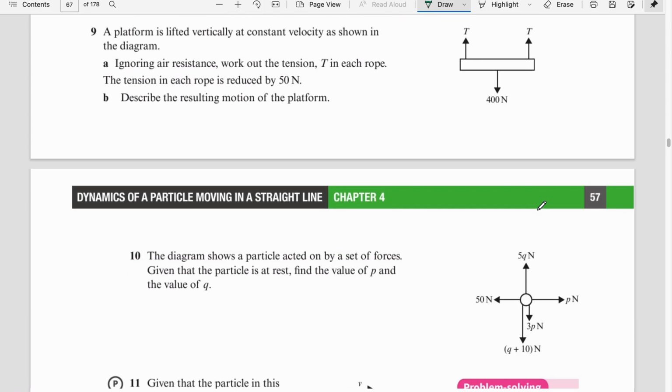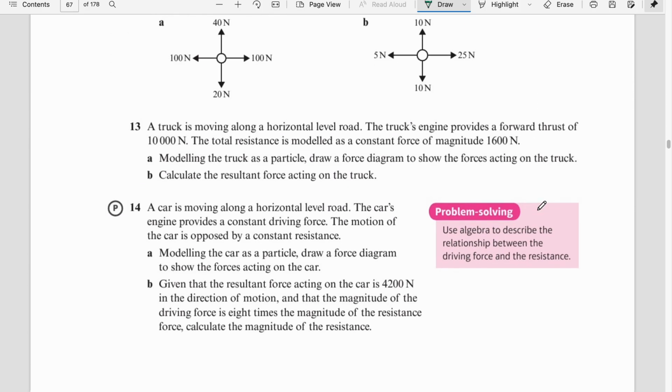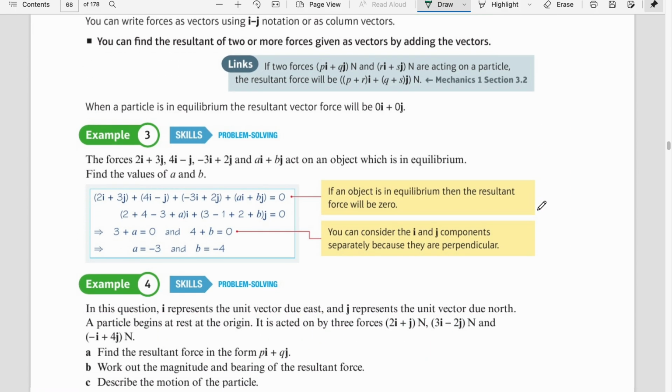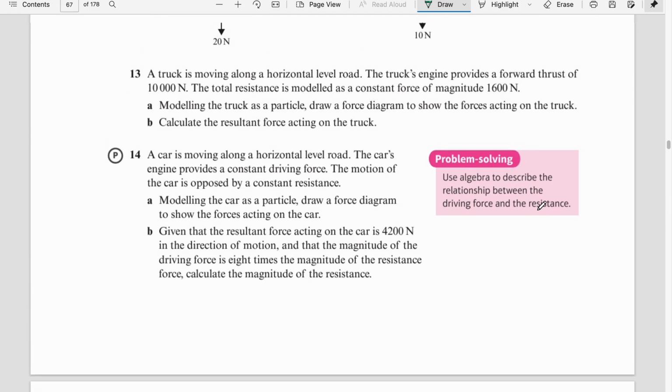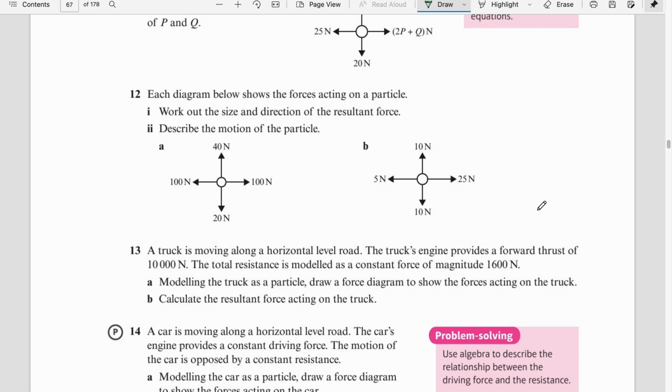So, practice exercise, and let's see. We have an exam style question. There was not any, so just quickly, let's get done with this, the one with the longer statement. Each diagram below shows the forces acting on the particle. Work out the size and direction of the resultant force. So I'm solving this A part, resultant force. Left and right are both equal, so no horizontal net force, but there is a net force of 20 newtons upwards.